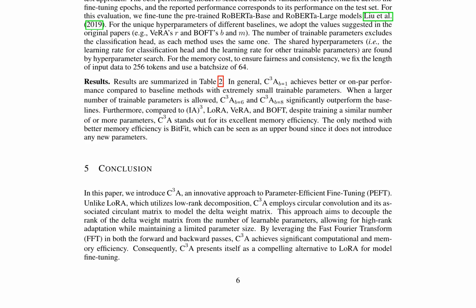The results, summarized in Table 2, show that C3A achieves better or on-par performance compared to baseline methods with extremely small trainable parameters. When a larger number of trainable parameters is allowed, C3A significantly outperforms the baselines. Furthermore, C3A stands out for its excellent memory efficiency, outperforming methods like IA3, LoRA, Vera, and BOFT despite training a similar number of or more parameters.